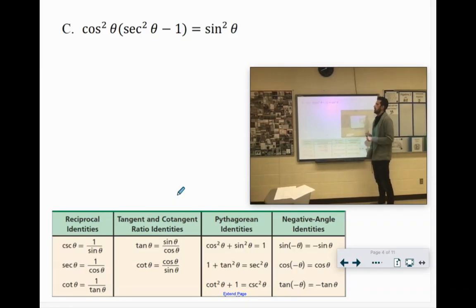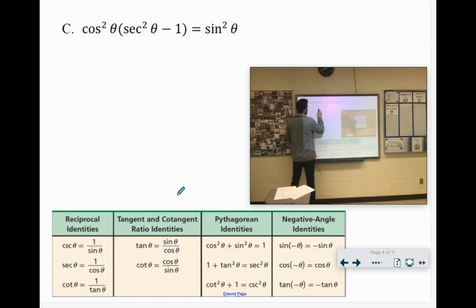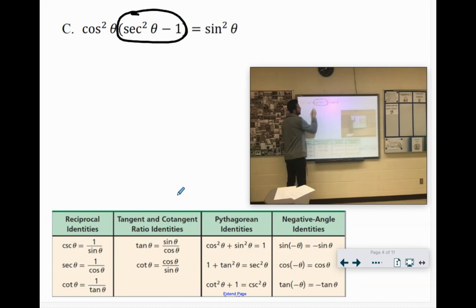Cosine squared of theta times the secant squared of theta minus 1 equals sine squared of theta. Usually I start working on the more complicated side because it's easier to simplify that down. So we're trying to get it to just be sine squared of theta. Let's look at this part in the parentheses, secant squared theta minus 1. Let's see if we can find an identity that looks very similar to that.